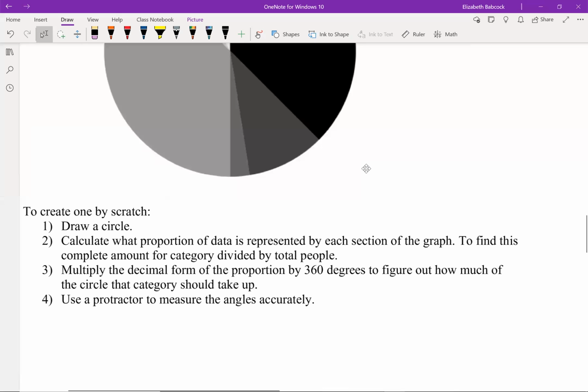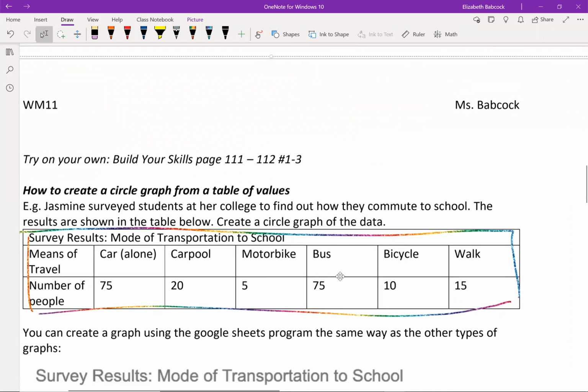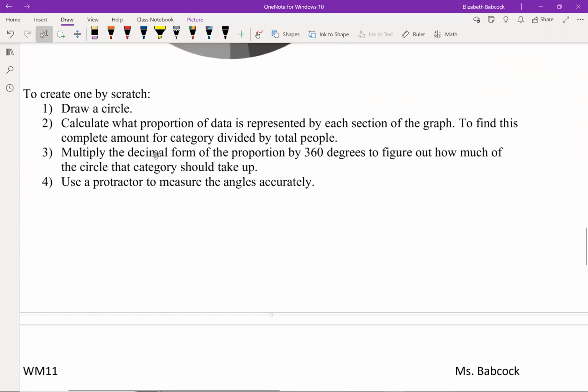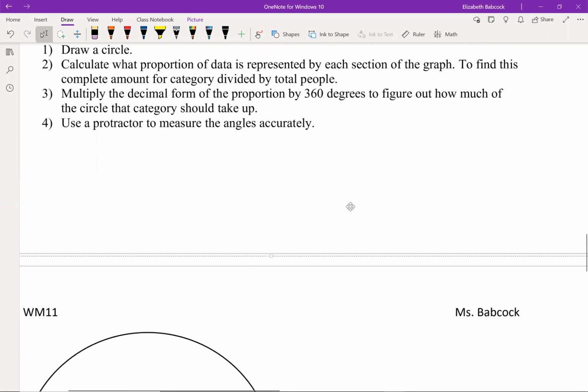First, draw a circle, okay? If we are looking at our next page, we have that done already. Then we go, okay, calculate what proportion of the data is represented by each section of the graph to find this complete amount per category divided by total people. So how many take the bus divided by the total people that were asked. To do this, we have to find the total people, so we would just add all these numbers together and get our total. Okay, then we multiply the decimal form of the proportion by 360 degrees to figure out how much of the circle to take up. Okay, then we use a protractor to measure the angles accurately. If you need a protractor, they're on the red bookshelf.